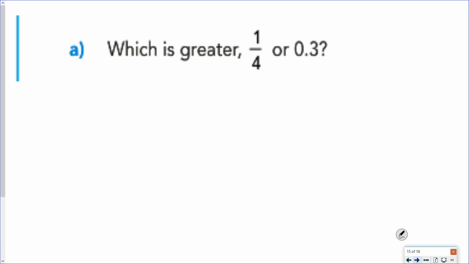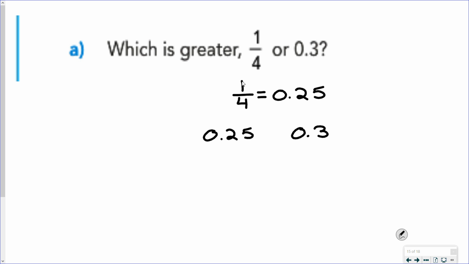So if we want to figure out which is greater, 1/4 or 3/10, well, we just established that 1/4 is equivalent to 25 hundredths. So we would compare 25 hundredths to 3/10. Whole numbers are both zeros, so they're equal. So you compare your tenths place. 2 is less than 3, so 3/10 would be greater.